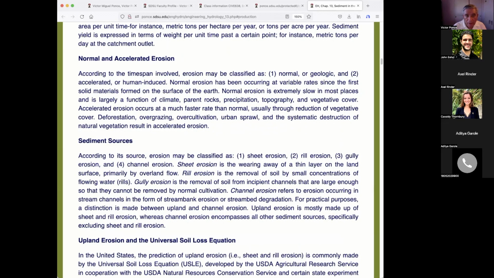There it is, a little bigger. Erosion may be classified as normal or geologic, and accelerated or human-induced. Normal erosion has been occurring at variable rates since the first soil and materials formed on the surface of the earth.